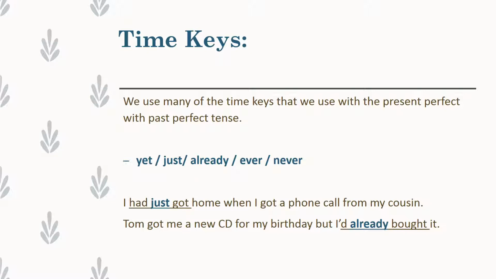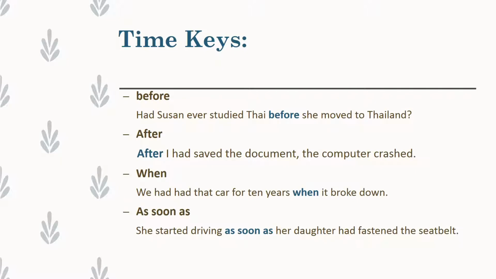Another example could be, Tom got me a new CD for my birthday, but I had already bought it. Again, here we use already in a similar way as we use it with present perfect tense. Other time keys we use with past perfect tense are before, after, when, and as soon as. Now I will give you examples to each one of them so it will be easier for you to understand how we use these time keys.